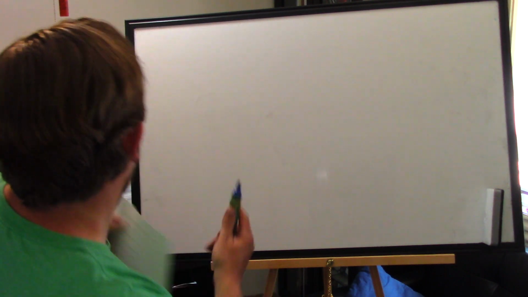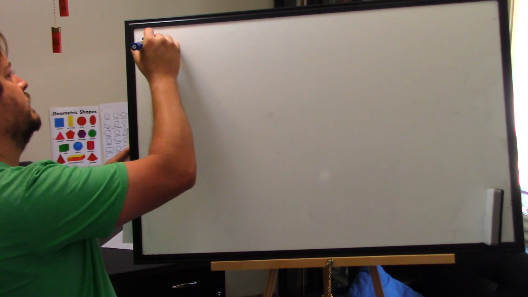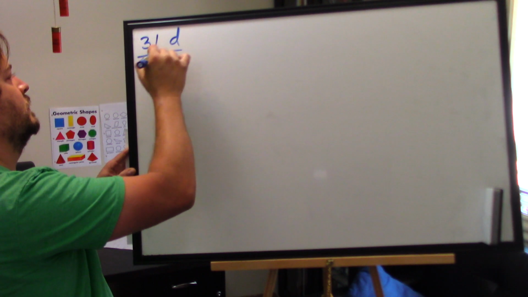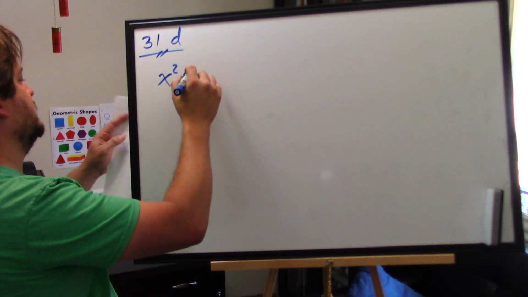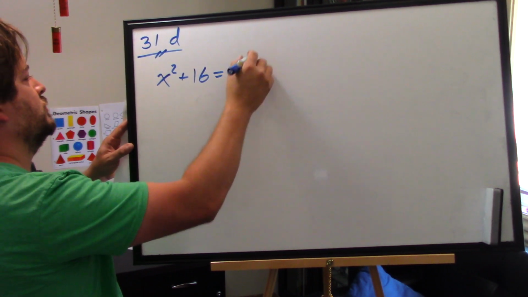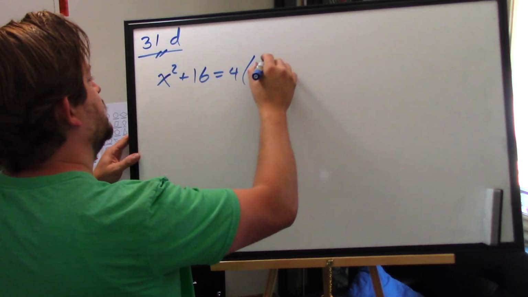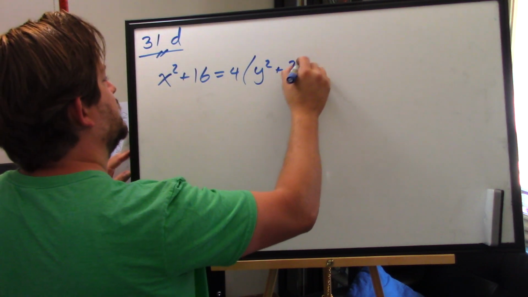That was 26. Let's look at one last one here. It's 31D. So 31 says, complete the square to determine whether you have an ellipse, parabola, or hyperbola. And then we're given something, again, kind of in an ugly format. It's x squared plus 16 equals 4 times y squared plus 2x.